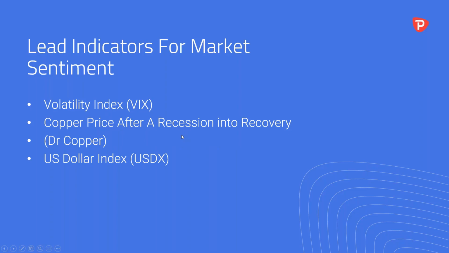Lead indicators for market sentiment are always going to be the volatility index, or the VIX, copper price, potentially after recessions into recovery. That's more of a longer term type of thing though, and then the US dollar index.